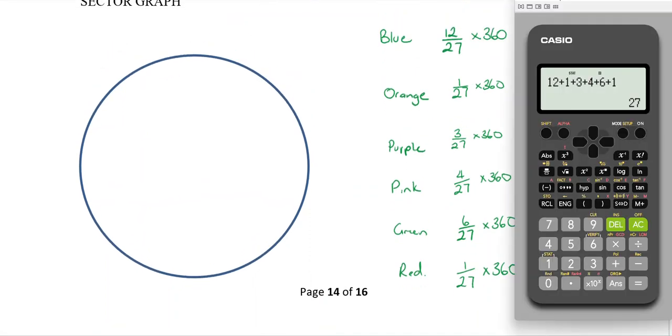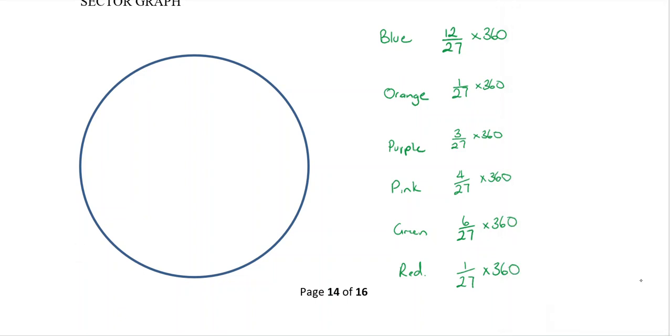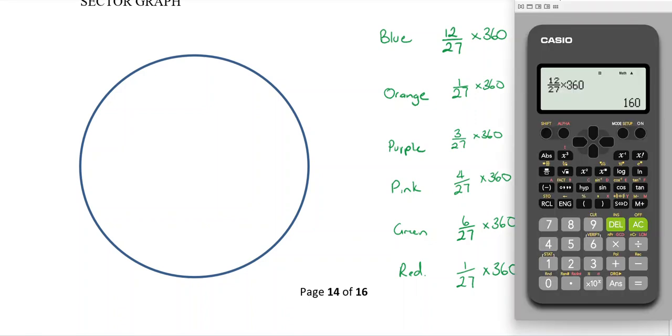So on the calculator for blue, we're typing in 12 over, let me just fix my calculator up. Let me try that again. 12 over 27, and I'm timesing that by 360. Oh, that one did come out nice. Look at that. 160 degrees. Perfect one. Okay, then go through and do the rest. So I don't have to retype it, you just need to change that top number to be a 1.